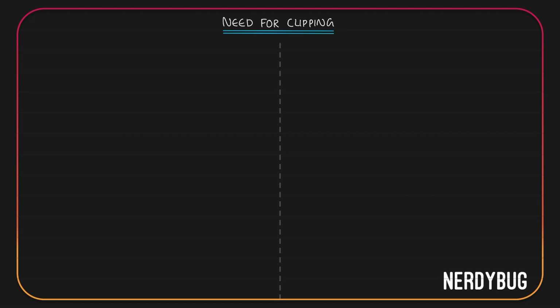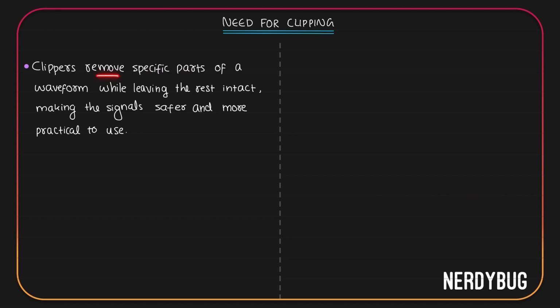That is where clippers come in. They remove specific parts of a waveform while leaving the rest intact, making the signal safer and more practical to use. Clippers use diodes to change the appearance of the applied waveform.